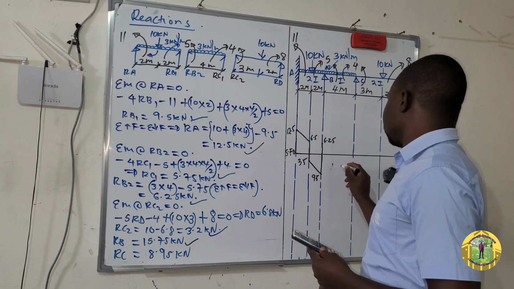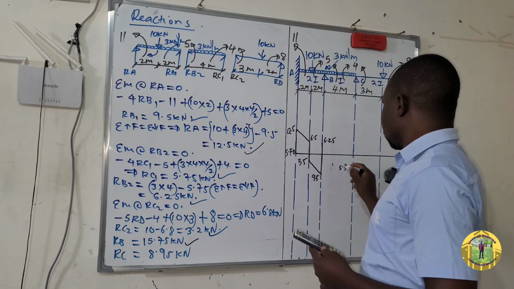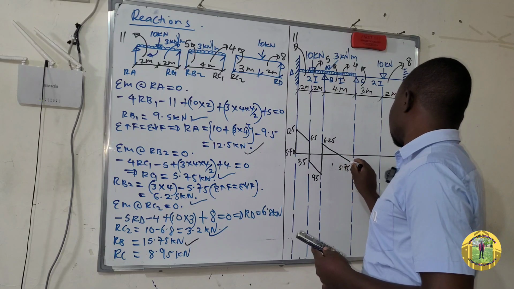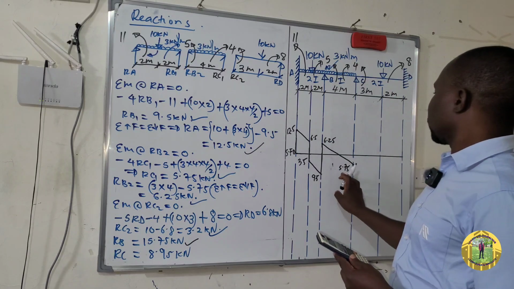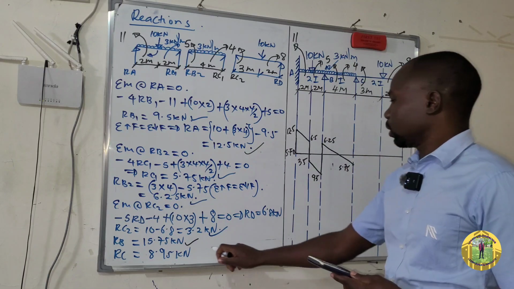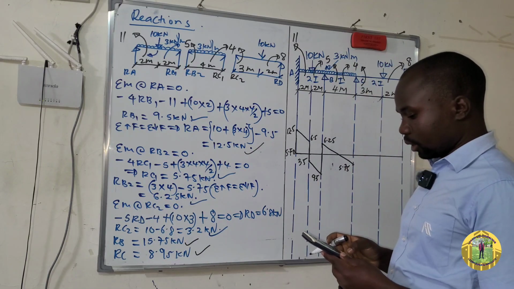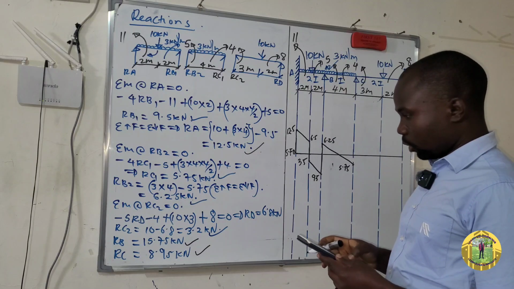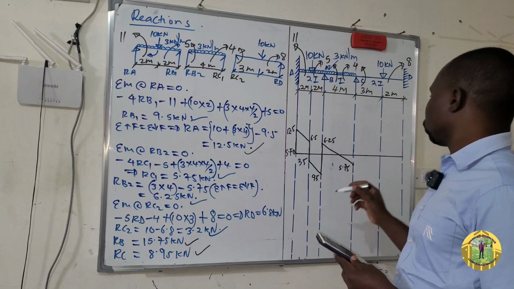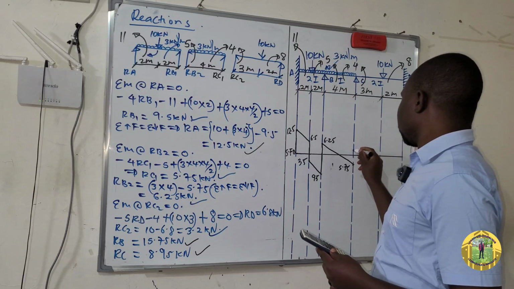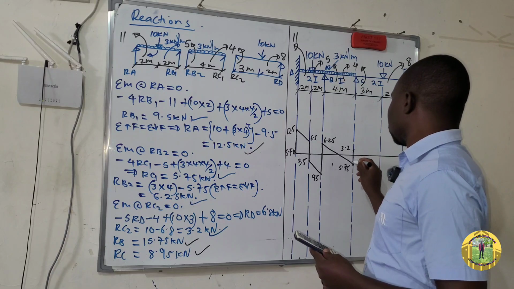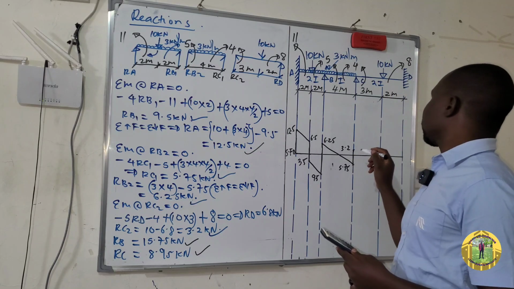So this is 5.75. Draw an inclined line like that. Then take negative 5.75, add RC, plus 8.95. You'll get 3.2 somewhere like here. So this 3.2 will be constant up to 10.